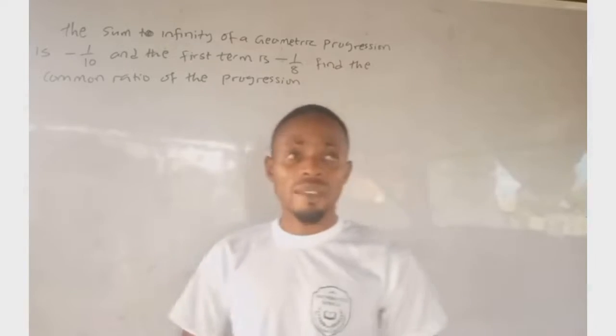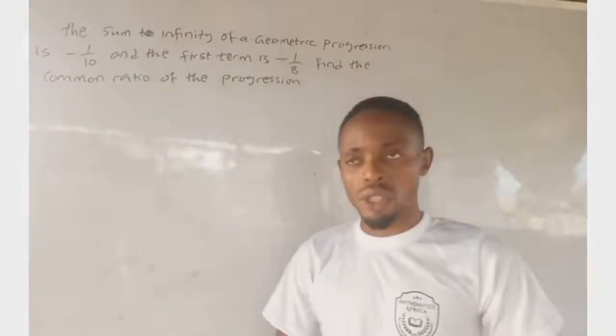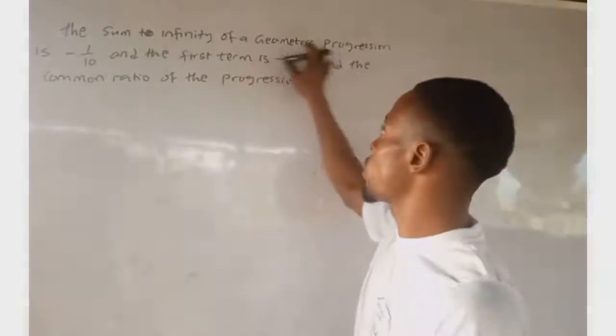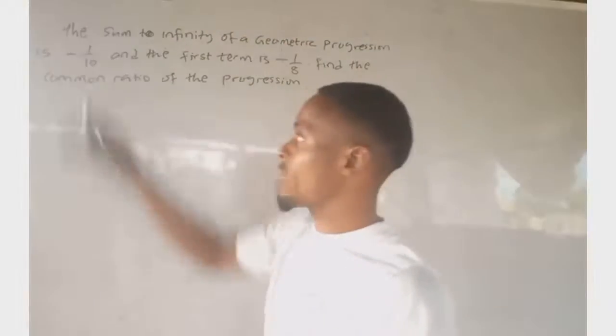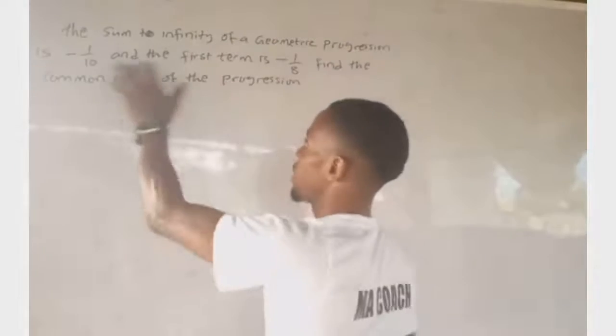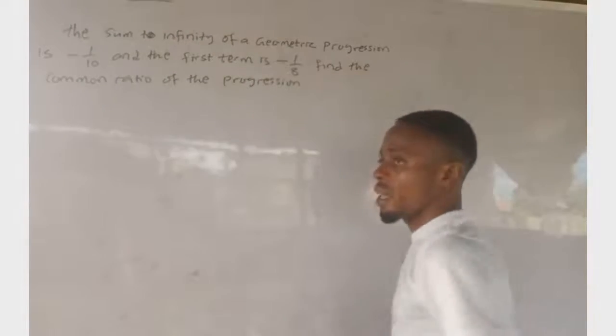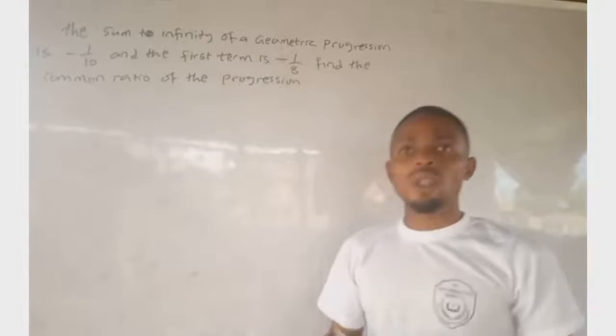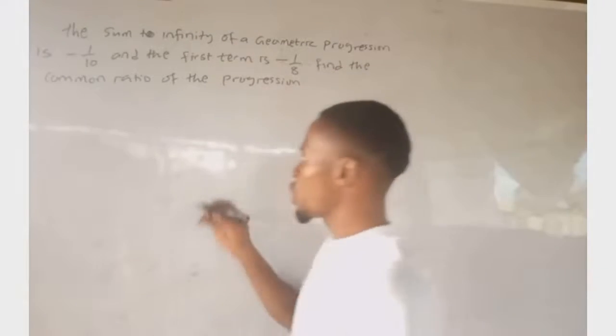Without wasting much of our time, let's look at how you can solve this question. The question is that the sum to infinity of a geometric progression is minus 1 over 10, and the first term is minus 1 over 8. Find the common ratio of the geometric progression. So we want to find the common ratio.